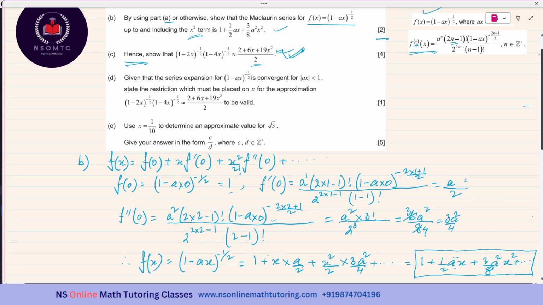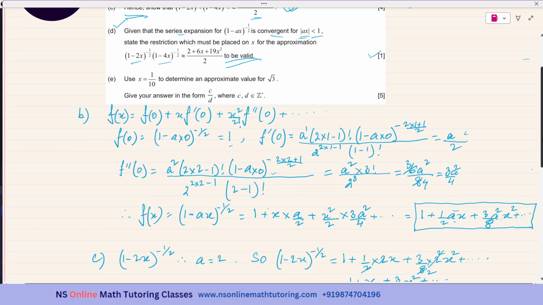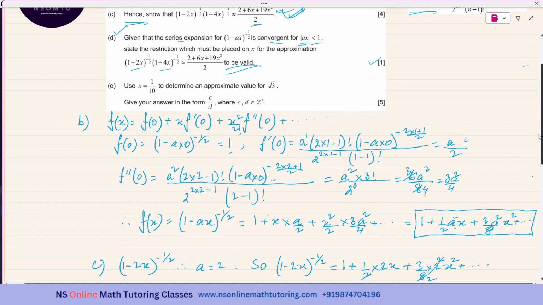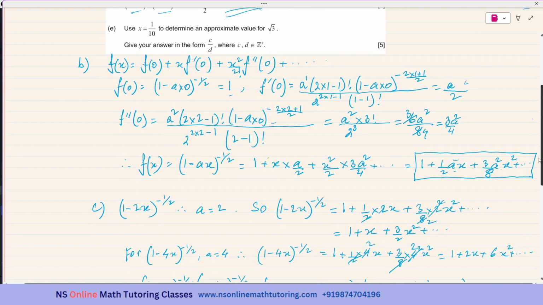Now subpart D. Given that the series expansion for 1 minus x raised to the power of negative half is convergent for absolute value of x less than 1, state the restriction which must be placed on x for the approximation of 1 minus 2x raised to the power of negative half times 1 minus 4x raised to the power of negative half to be approximately equal to 2 plus 6x plus 19x squared over 2 to be valid. This contains just a single mark. Okay. So, absolute value of ax is less than 1.